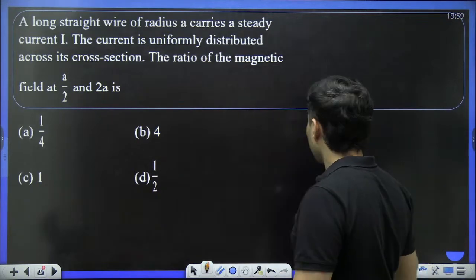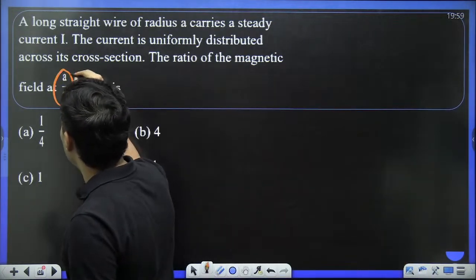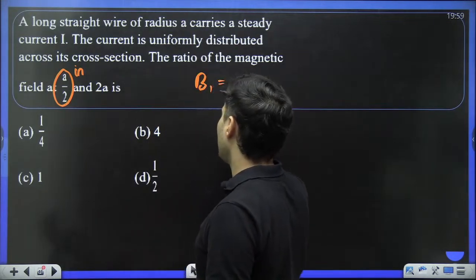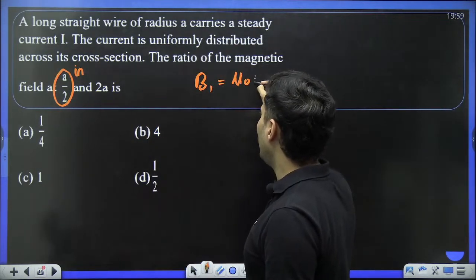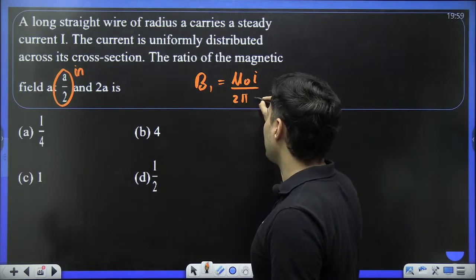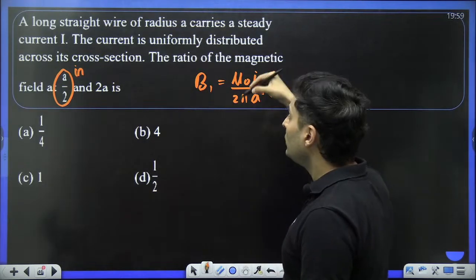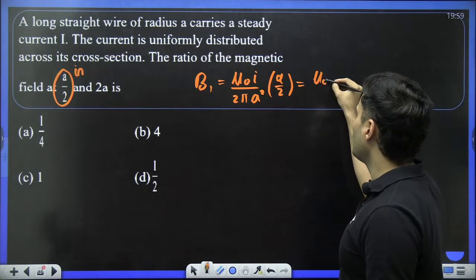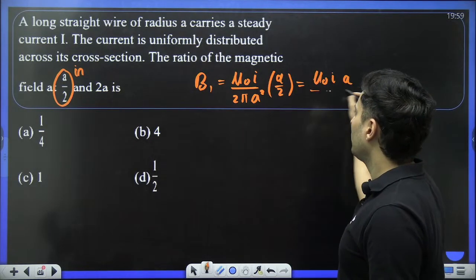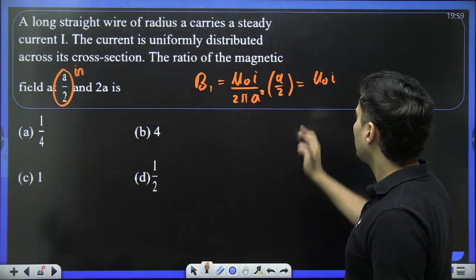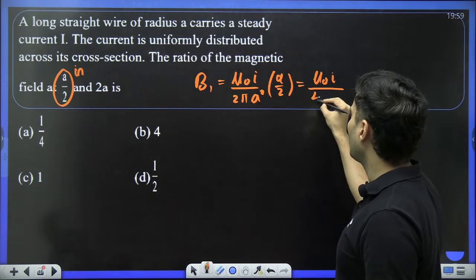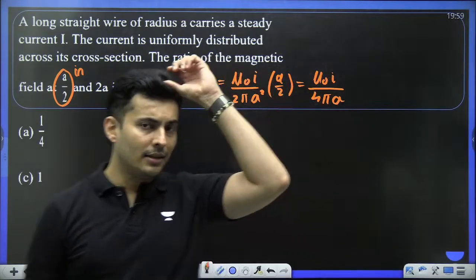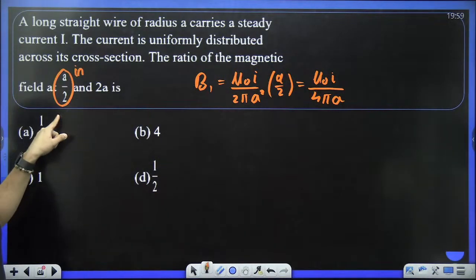Okay, simple. When you are at A by 2, basically you are inside. So the magnetic field in the first case will be mu naught I by 2 pi radius square, that means A square, into the distance, which is basically A by 2. So which comes out to be mu naught I, one of the A cancels, 2 into 2 is 4. So 4 pi A. So that is the magnetic field at the point A by 2 from the center.